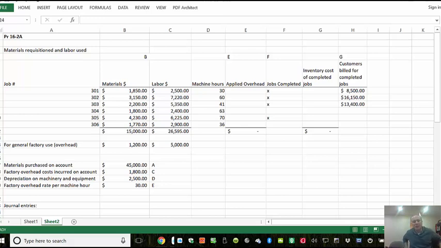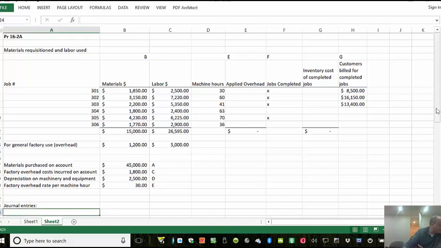The transactions that happen here: the jobs are being done. There's direct labor, direct materials have been incurred, overhead has been incurred and then applied. And eventually jobs are completed, meaning the corresponding inventory of completed jobs will have to be transferred from work in process into finished goods, and eventually the items are sold, meaning we have to record the sale and record the cost of sales from finished goods inventory. So this multi-step process is illustrated nicely in this problem.